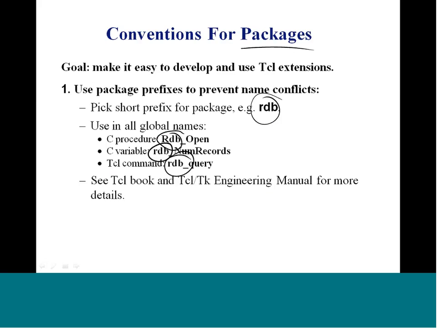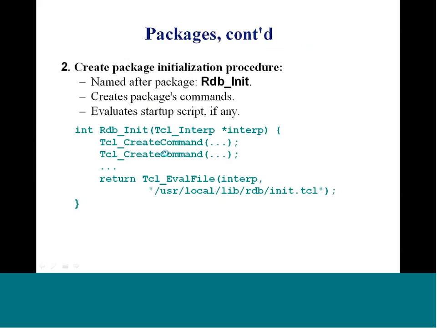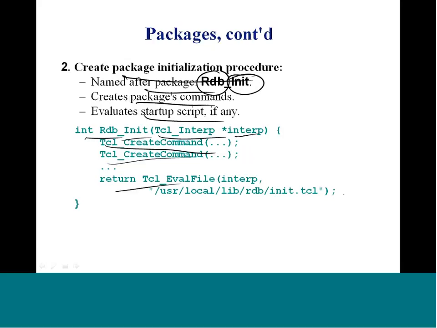Now once we have specified the package prefixes, we create the package initialization procedure. It is named after the package, so Rdb_Init is the package initialization procedure. This creates the package's commands and then evaluates any startup script if you specify. So here is an example: int Rdb_Init(Tcl_Interp *interp). Then we create the Tcl command first, Tcl_CreateCommand, and then return Tcl_EvalFile with init.tcl.